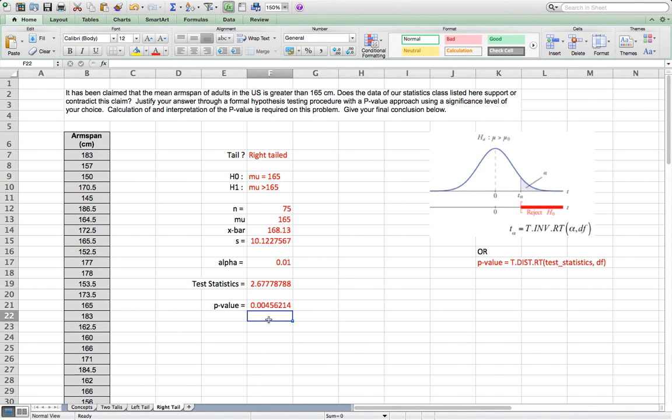Look at the p-value, it is 0.004, very small, less than your significance level. So with a small p-value, we reject the null hypothesis. If we reject the null hypothesis, it means there is sufficient evidence to support the claim that the mean arm span of adults in the US is greater than 165.